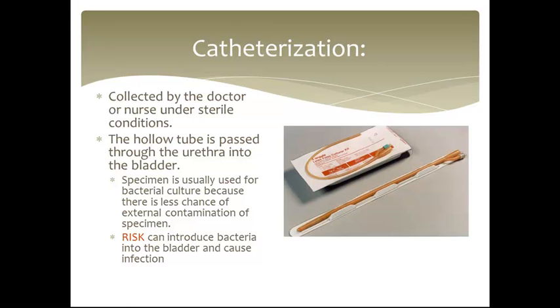If you have an elderly person and you have to get a midstream clean catch, catheterization is the alternative. It is collected by the doctor or nurse under sterile conditions. The catheter is a hollow tube that is passed through the urethra into the bladder. Specimens are usually used for bacterial culture because there is less chance of external contamination of the specimen, but there is a risk of introducing bacteria into the bladder and causing infection.